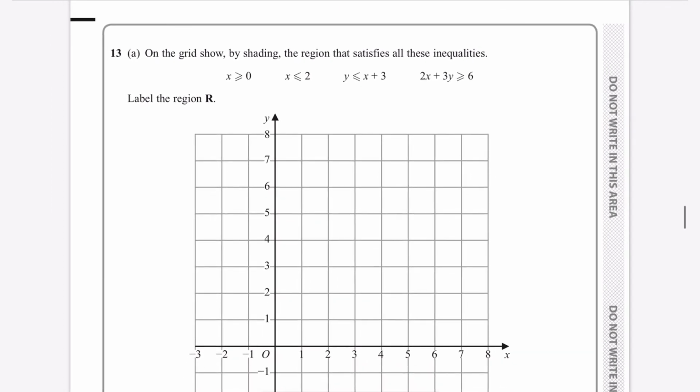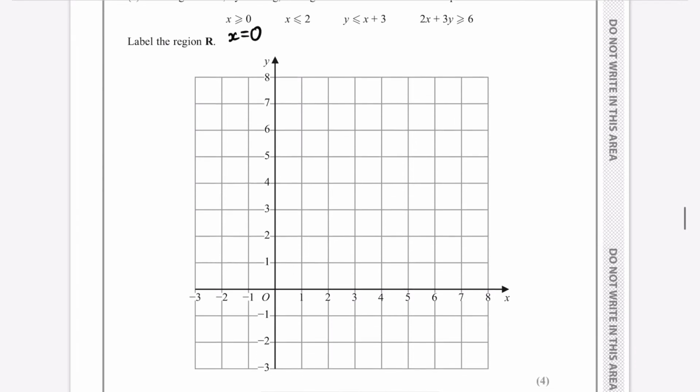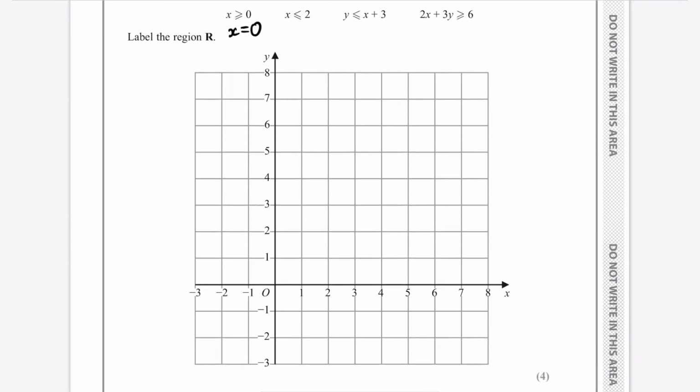Okay, on the grid below, by shading the region that satisfies all these equations, label the region R. So first of all, we're going to do these all as lines. We're going to say the line x equals 0. Now the line x equals 0, I'm going to do with this straight line tool that I've got here. This is the line x equals 0. In fact, I'll do it in a slightly thicker pen because everywhere along here has an x coordinate of 0.